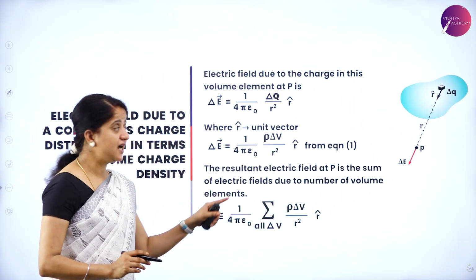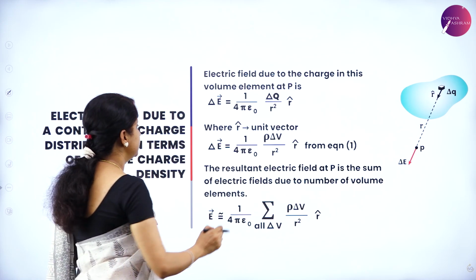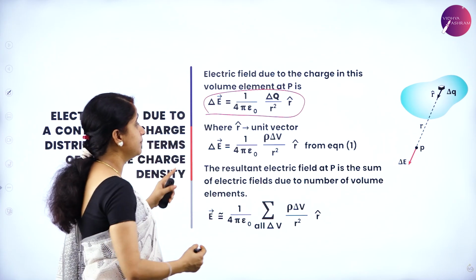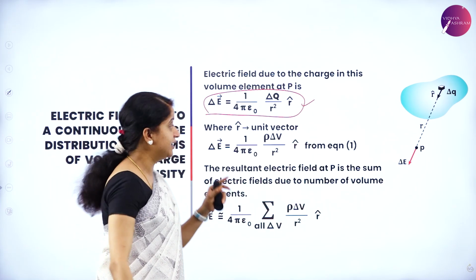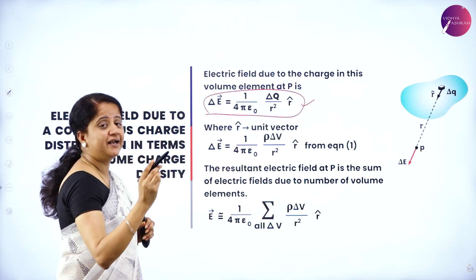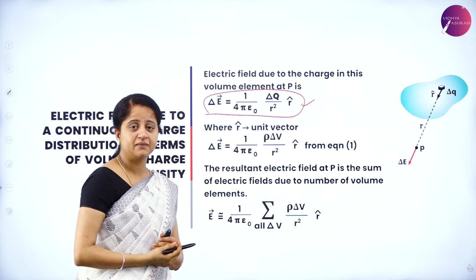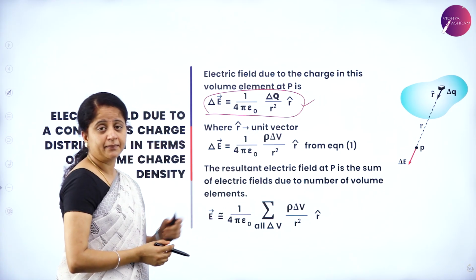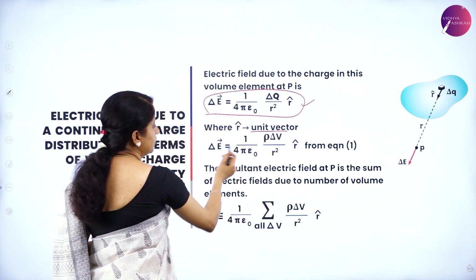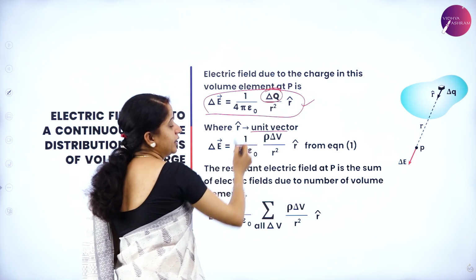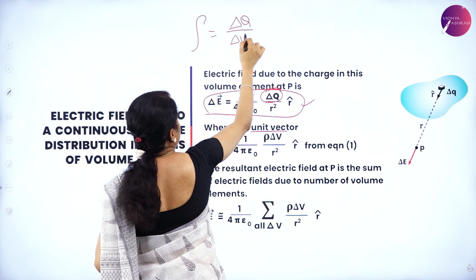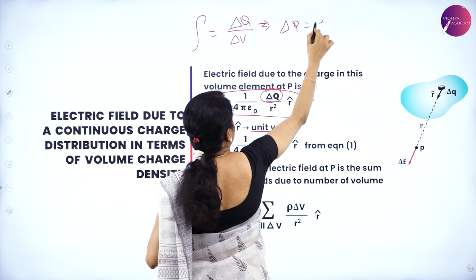So the electric field due to the charge in this volume element is delta E is equal to 1 by 4 pi epsilon naught delta Q by R square into R cap, because we know the expression for electric field. Now we have considered this volume element on which the charge is delta Q, and hence the expression delta E is equal to 1 by 4 pi epsilon naught delta Q by R square into R cap. So what is R cap? It is a unit vector which will tell us the direction. Now delta E is equal to 1 by 4 pi epsilon naught. What is delta Q? According to volume charge density, that is rho is equal to delta Q divided by delta V, or we can write delta Q is equal to rho into delta V.